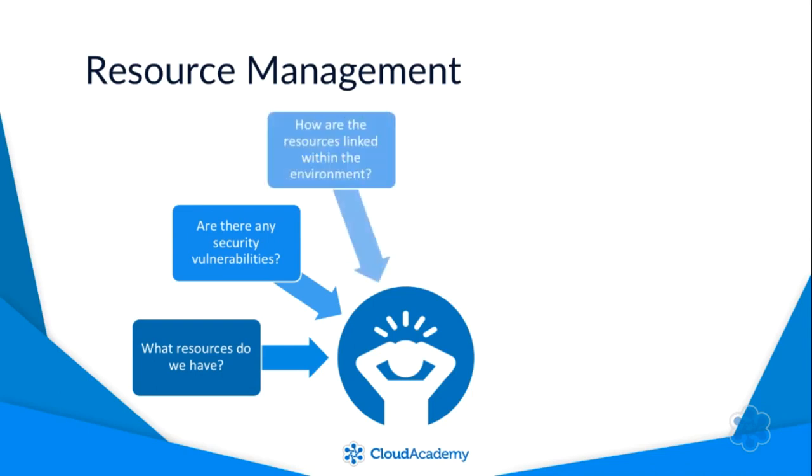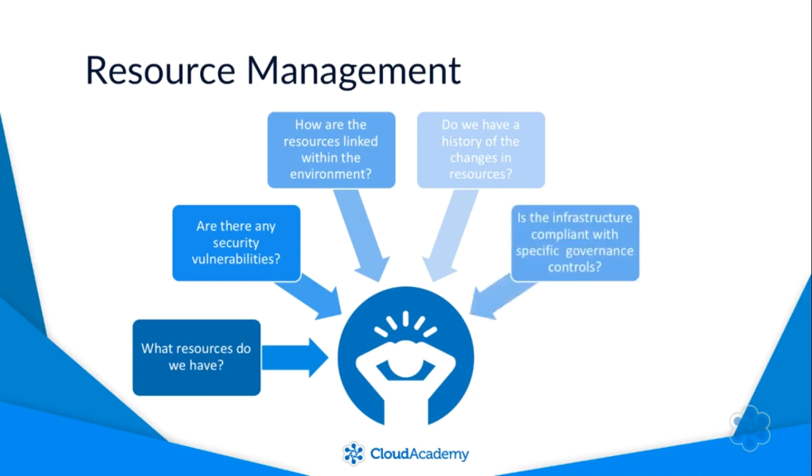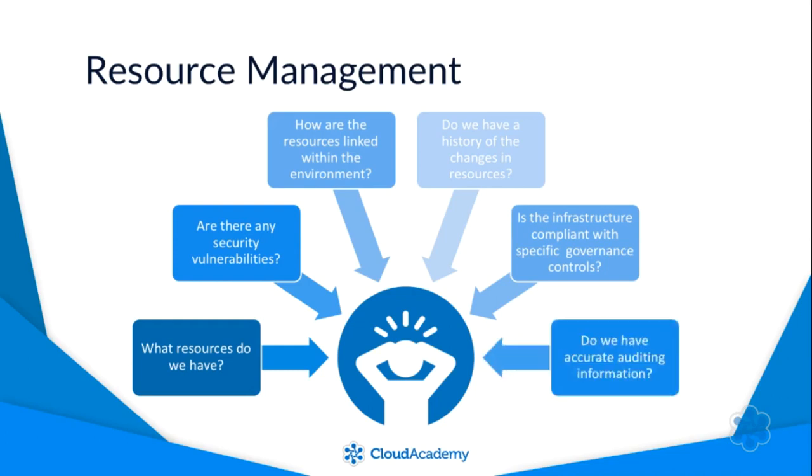How are our resources linked within the environment? What relationships are there, and are there any dependencies? If we make a change to one resource, will this affect another? What changes have occurred on the resources and by whom? Do we have a history of changes for this resource that shows us how the resource has changed over time? Is the infrastructure compliant with specific governance controls? And how can we check to ensure that this configuration is meeting specific internal and external requirements? And do we have accurate auditing information that can be passed to external auditors for compliance checks?